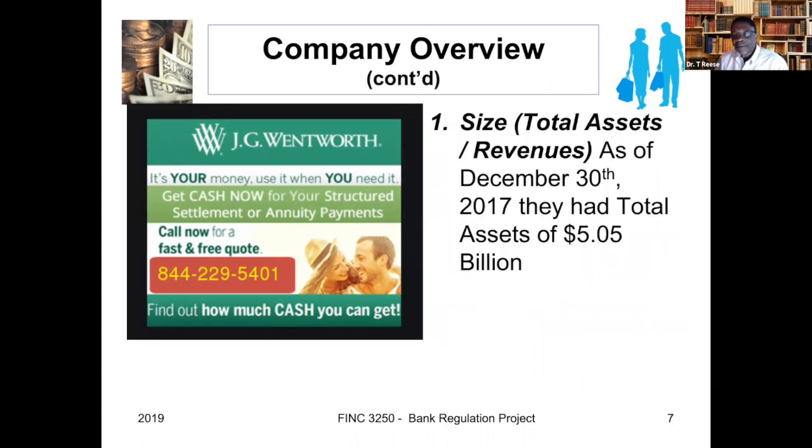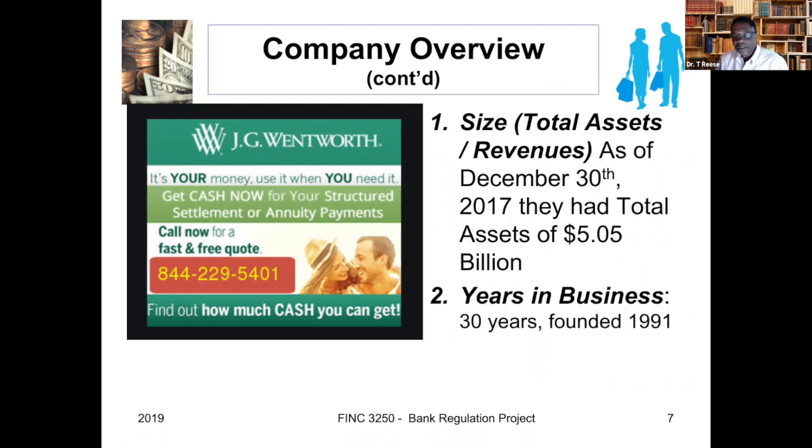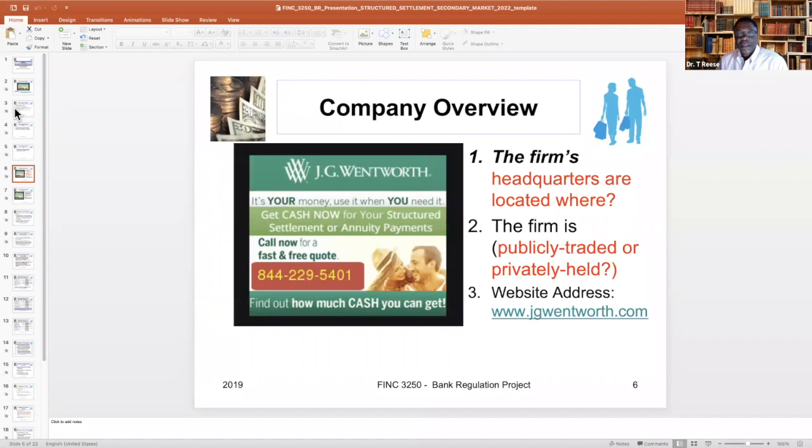Because the company is privately held, the last date for which you can get asset information is going to be December 30th, 2017. On the company overview on slide 6, you want to identify where the company is headquartered. You also want to indicate, is the firm publicly traded or privately held? Spoiler alert, the company is now privately held, but you need to identify when the company went from being publicly traded to being privately held.